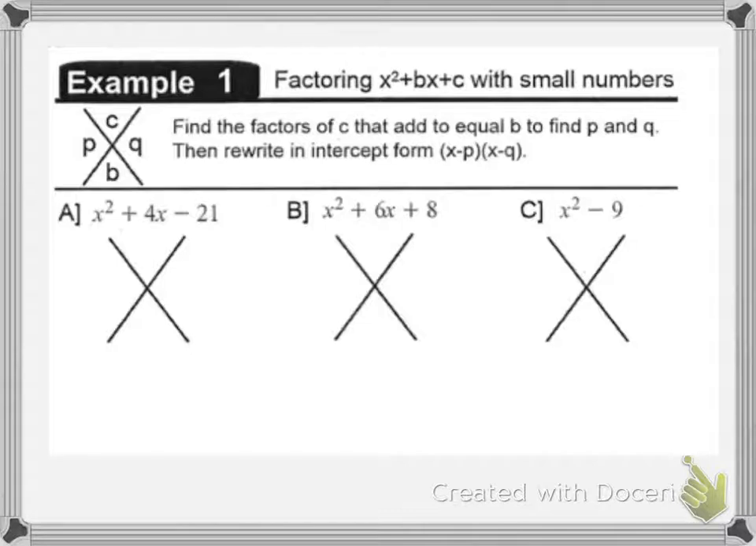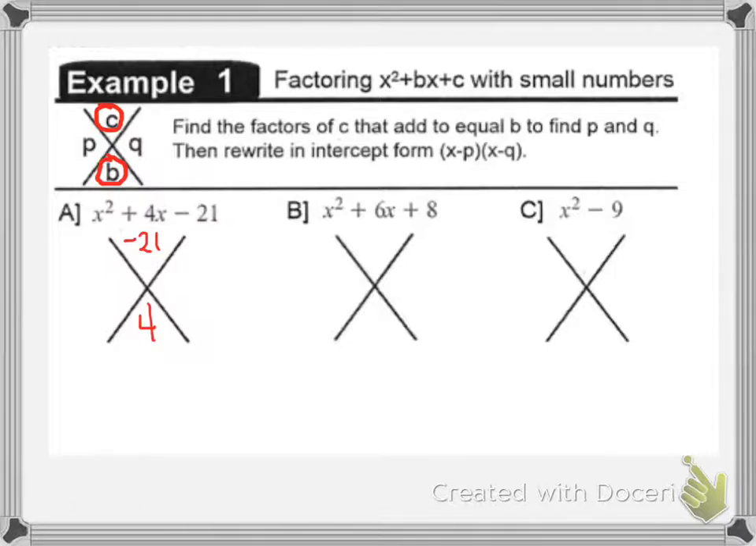Okay, let's look at factoring x squared plus bx plus c with small numbers. We're going to use this x to help us. Now remember, our a is 1 because our leading coefficient is 1, b is the coefficient of the x term, and c is the constant. Now you'll notice that c goes at the top of the x, and for our first problem, x squared plus 4x minus 21, our c is negative 21. And then our b, which in this case is 4, will go at the bottom of the x.